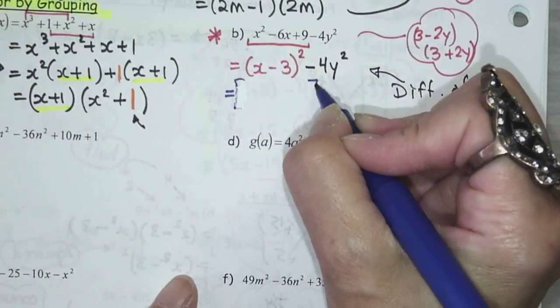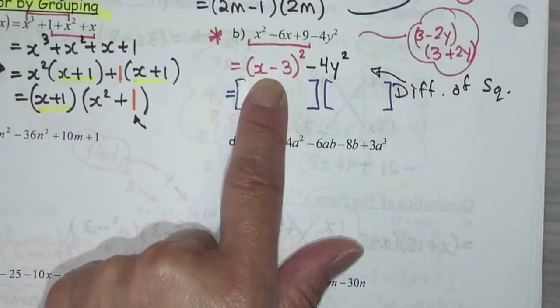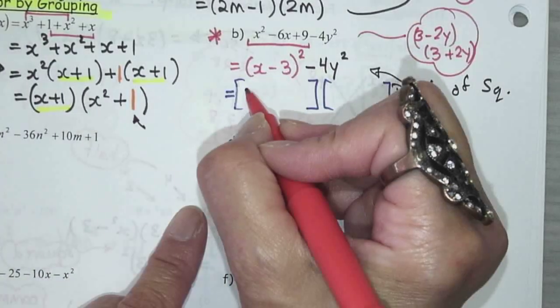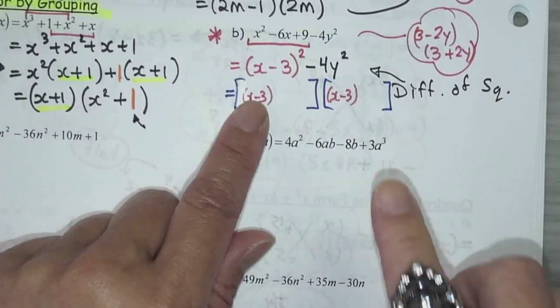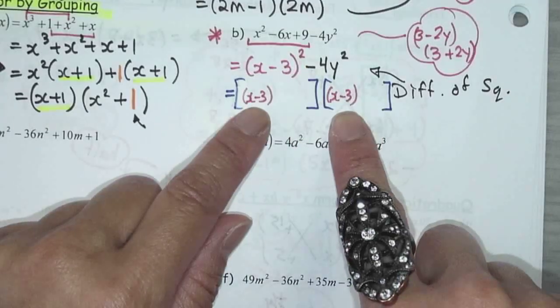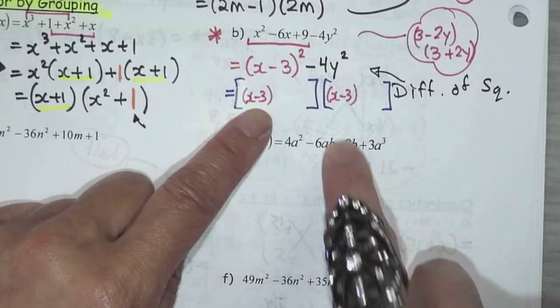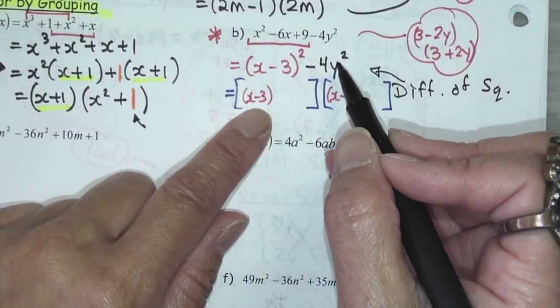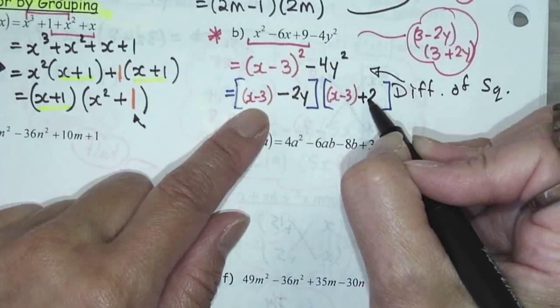So square, and I want 2 of these here. So x minus 3, there's one here in red, right? I'm going to put that first and last, or first and first, because x minus 3 times x minus 3. Does that make sense? Because it's 2 of them, so break that up into the 2. That's right, x minus 3, x minus 3. The minus 4y squared, I'm going to break that up. So it's minus 2y and plus 2y.